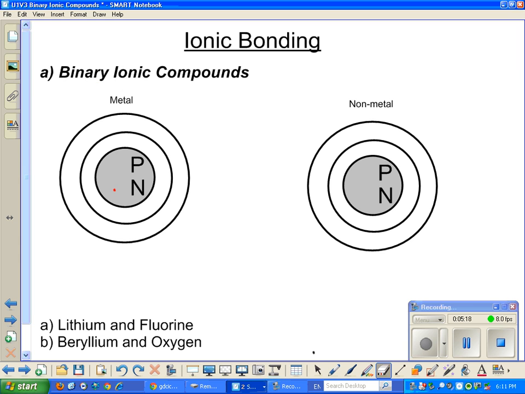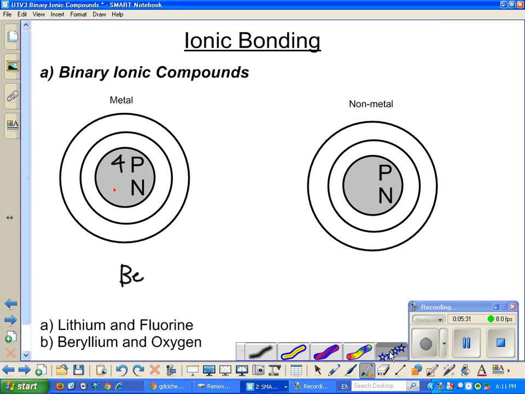Let's look at beryllium and oxygen. So beryllium is element number 4, so it will have 4 protons. It will also have 4 electrons. 1, 2, 3, 4. And when we round its atomic mass number, it becomes a 9. And so 9 minus 4 means that there would be 5 neutrons in this particular atom to start.